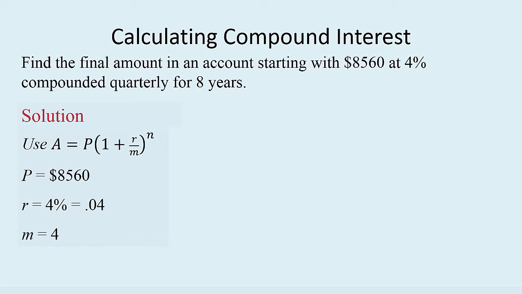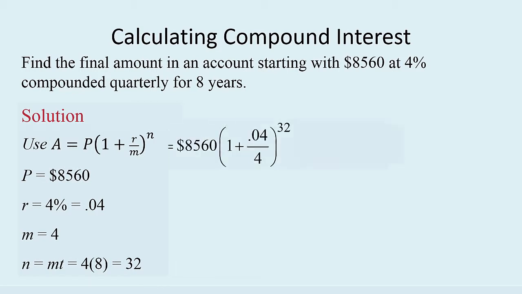M is the number of compounding periods in a single year. Since the money is compounded quarterly, M is 4. N is the total number of compounding periods that will occur over the whole 8 years. 4 compounding periods for 8 years is 4 times 8 equals 32 total compounding periods. Plugging each value into the formula, we have 8,560 times the quantity 1 plus 0.04 over 4 raised to the 32nd power.